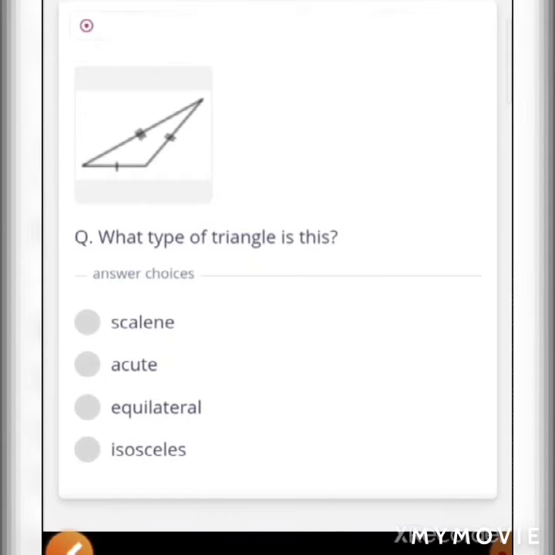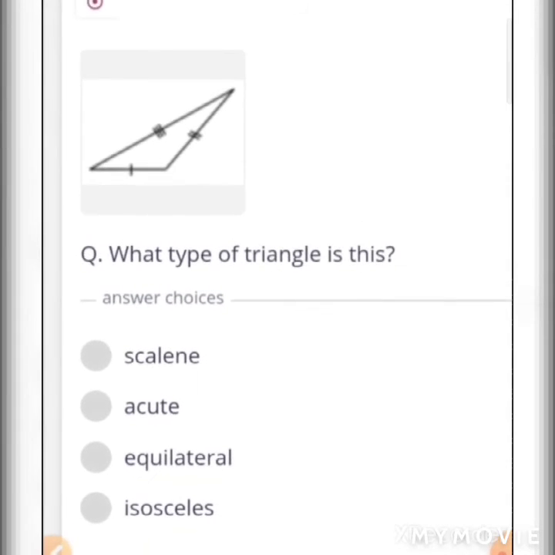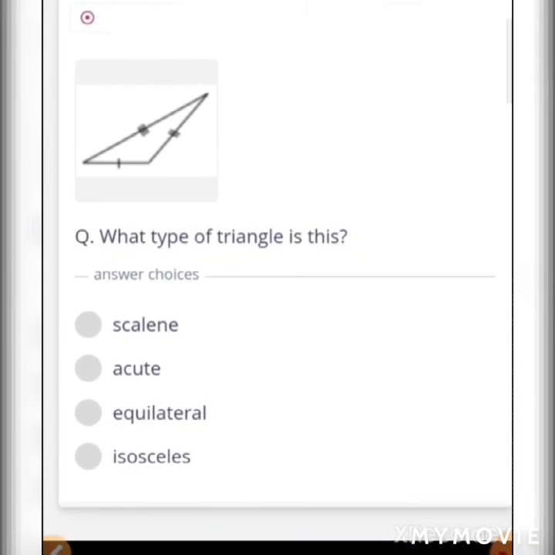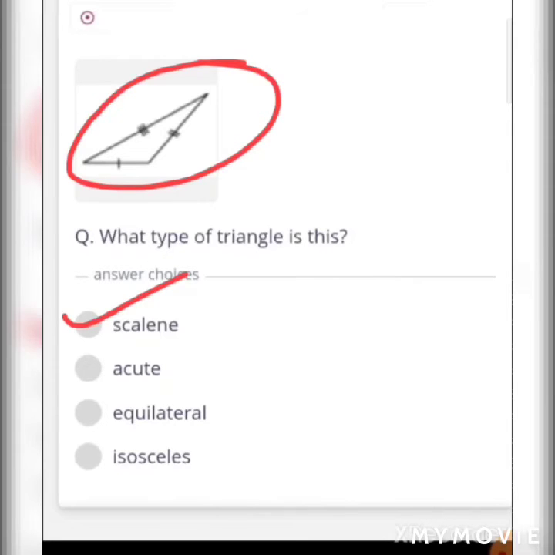Next question. Have you seen the figure? Tell me what type of triangle is this? Your options are A, scalene triangle, B, acute, C, equilateral, D, isosceles. So this figure is scalene. So it is scalene triangle. Okay.